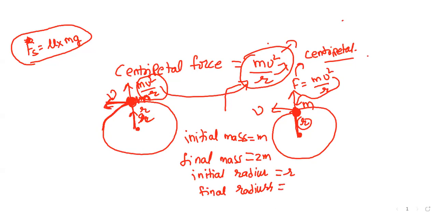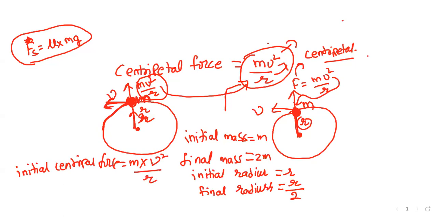So what should be its value? 1/2 r. Yeah, exactly. It should be r upon 2. Now let's say what is our initial centripetal force? Let's say our initial centripetal force is mass times velocity square upon r. Now what is its final centripetal force?